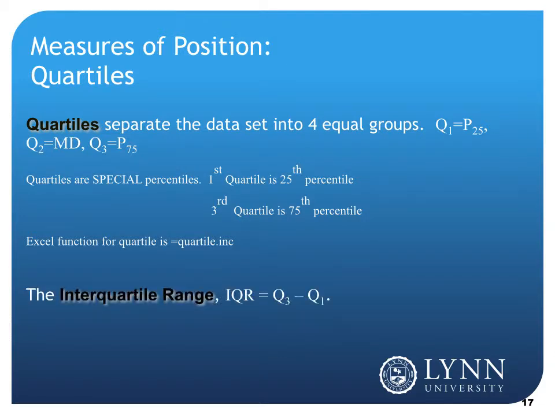Another piece of data that you might use is the interquartile range. And there's a simple formula there. The interquartile range is nothing more than the third quartile minus the first quartile.